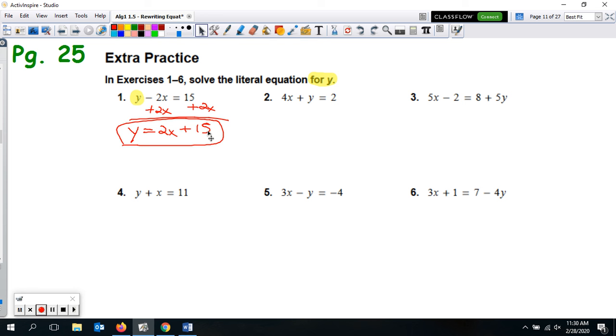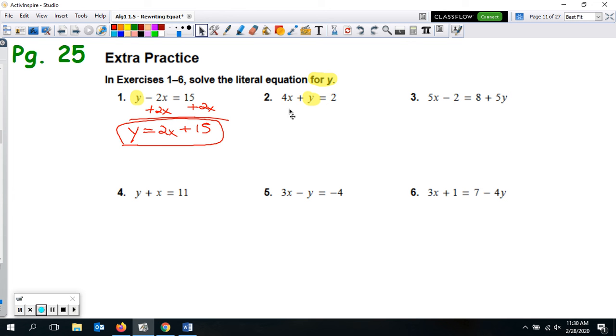So I like to keep it in that form. All right, so go ahead and pause the video. Try the same thing on number 2. There's your y right there. We're solving for that. So it's again the same thing on this one. You just got to move the 4x over to the other side. So pause the video and then play it again to check your answer.